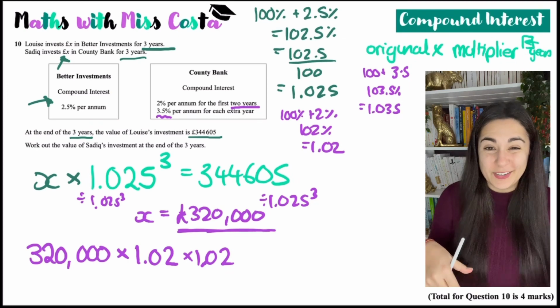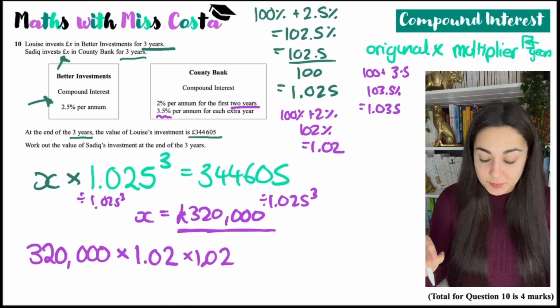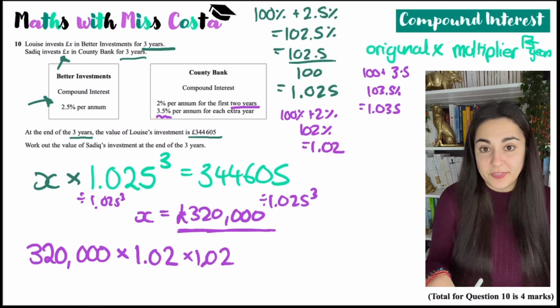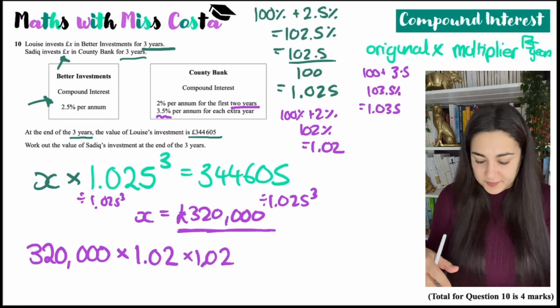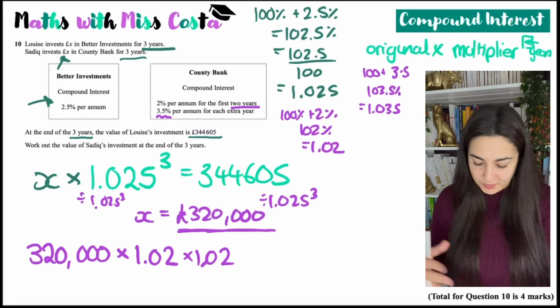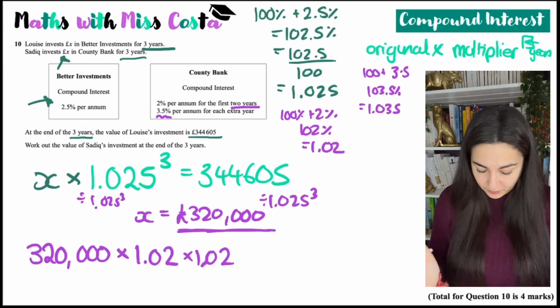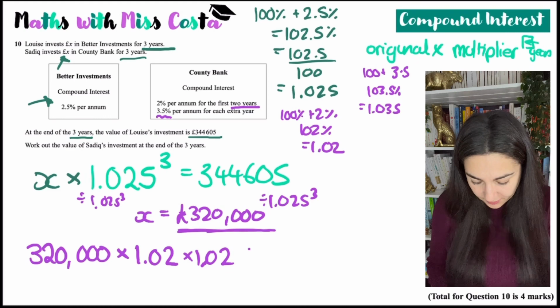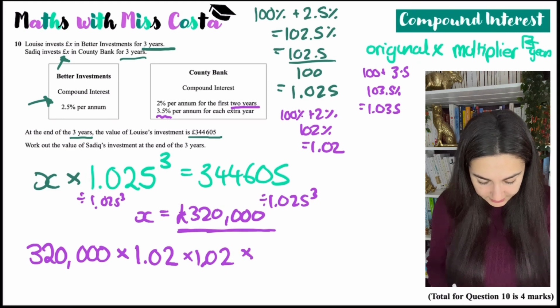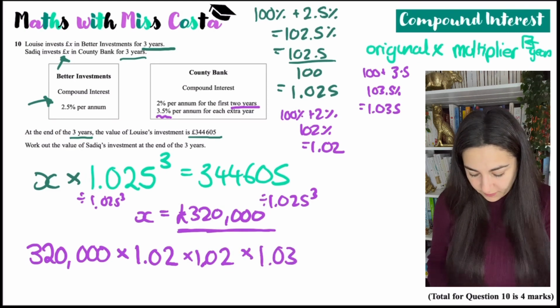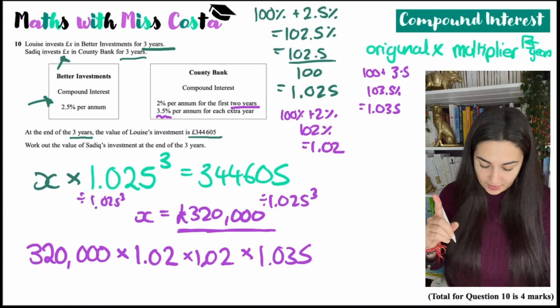1.035. So it's really good to understand how you do the percentage multipliers and why, and to stick to this method that I've shown, because a lot of people skip the 0 by accident and they put 1.35, or they get a bit confused because there's a 3.5. So just stick to that method. So for each extra year is 1.035, and it says it's for 3 years, so we only do that once.